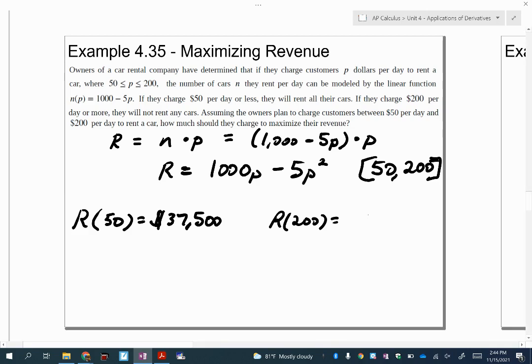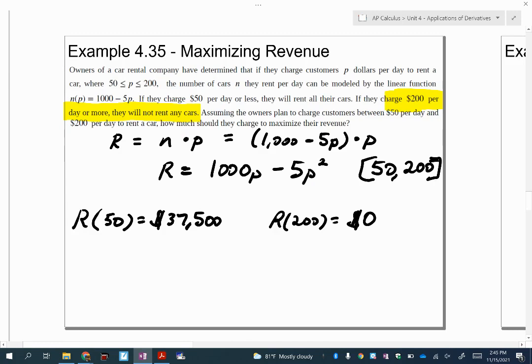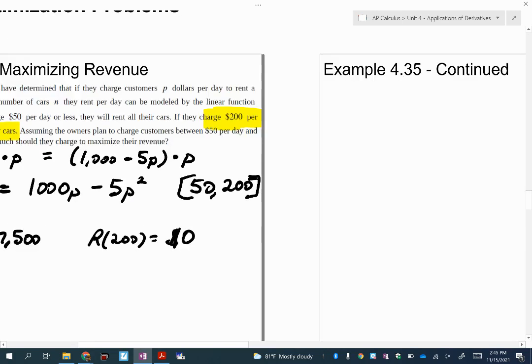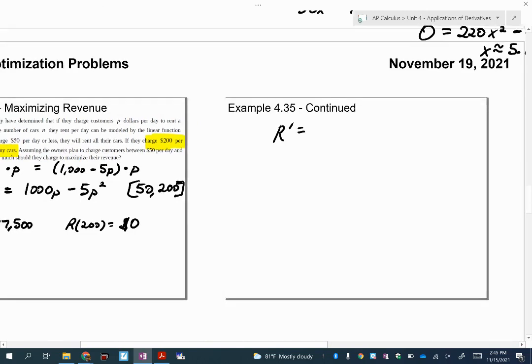That's actually going to be $0, which makes sense because in the problem, remember it says if they charge $200 per day, they will not rent any cars. So that makes sense why I got 0 for the revenue. If you don't rent any cars, you can't make any money. Okay, so now let's use the next slide where I'm going to find the derivative of my revenue function.